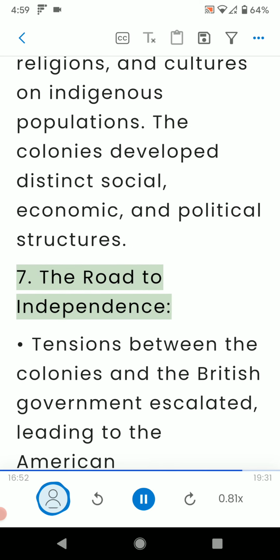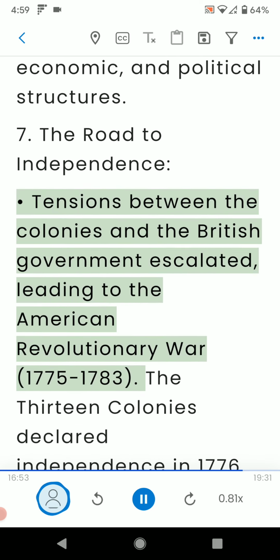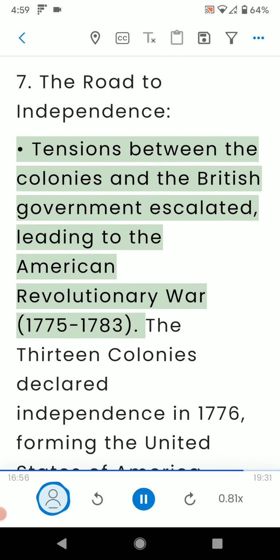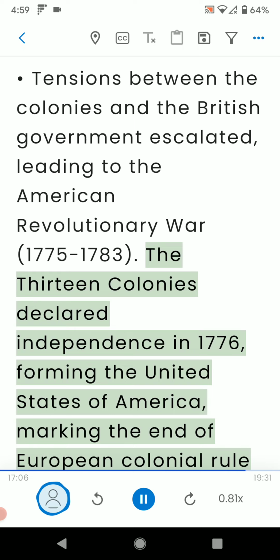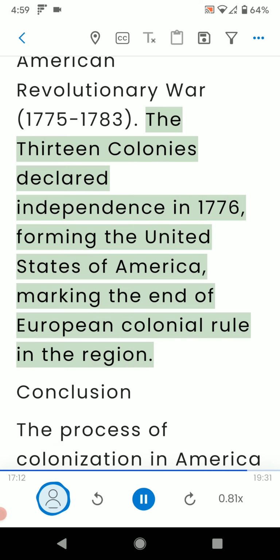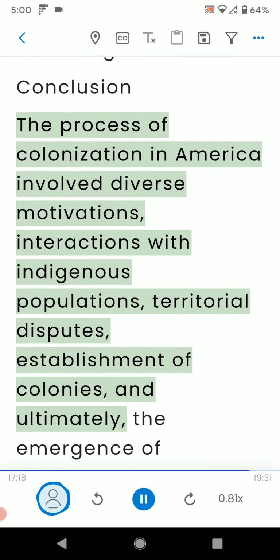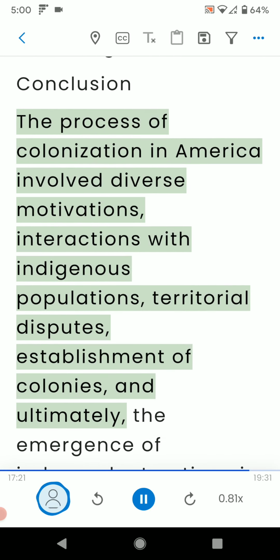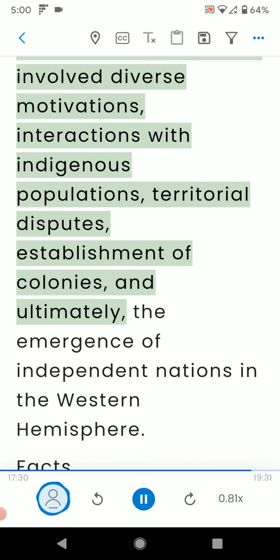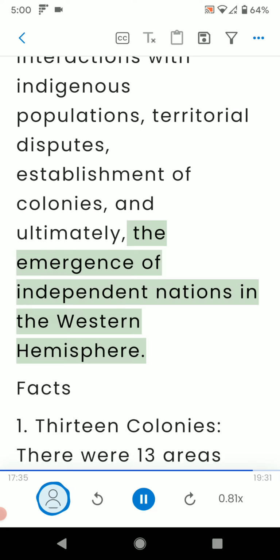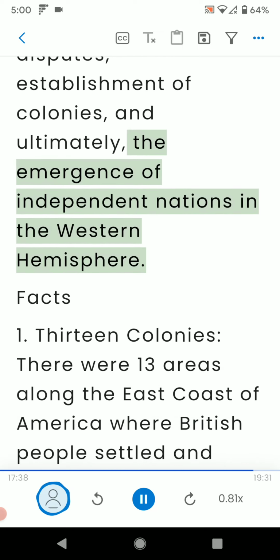7. The road to independence. Tensions between the colonies and the British government escalated, leading to the American Revolutionary War. The 13 colonies declared independence in 1776, forming the United States of America, marking the end of European colonial rule in the region. Conclusion. The process of colonization in America involved diverse motivations, interactions with indigenous populations, territorial disputes, establishment of colonies, and ultimately, the emergence of independent nations in the Western Hemisphere.